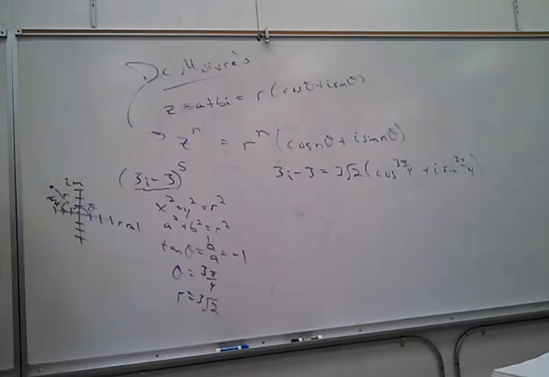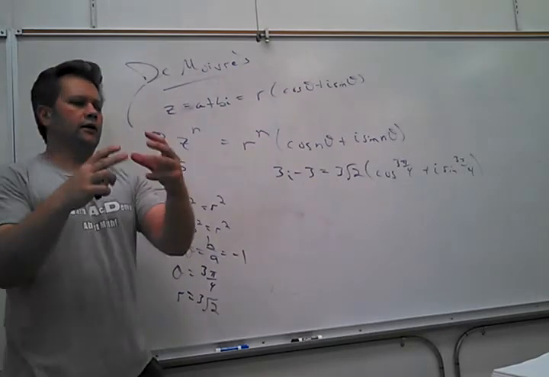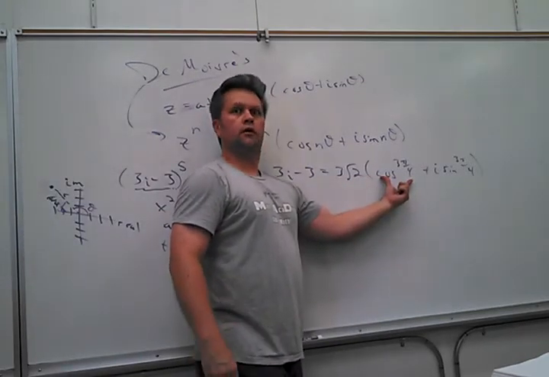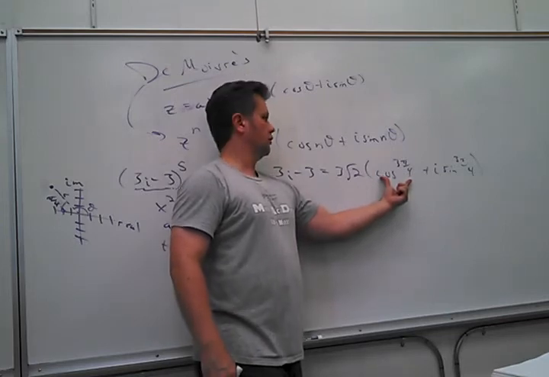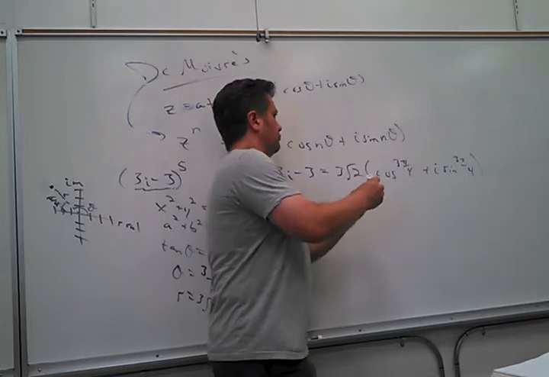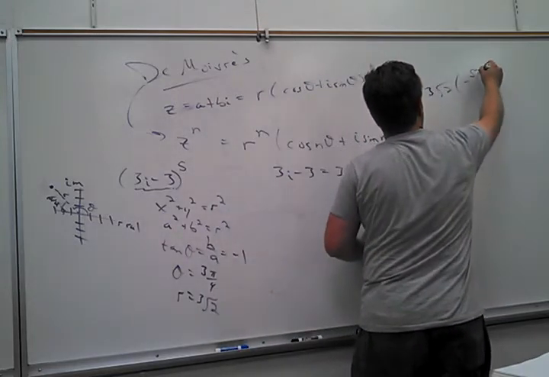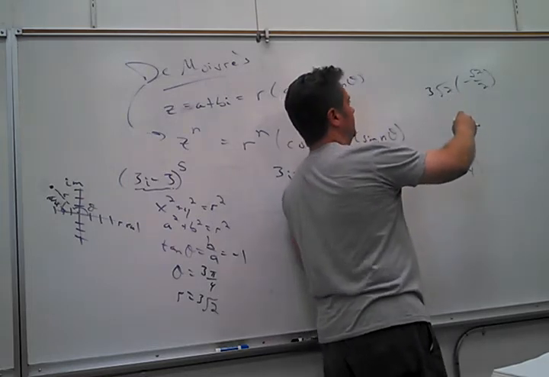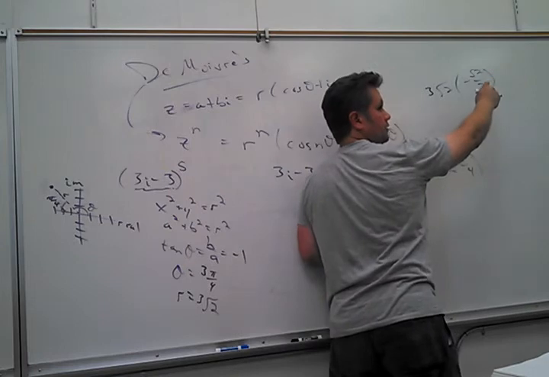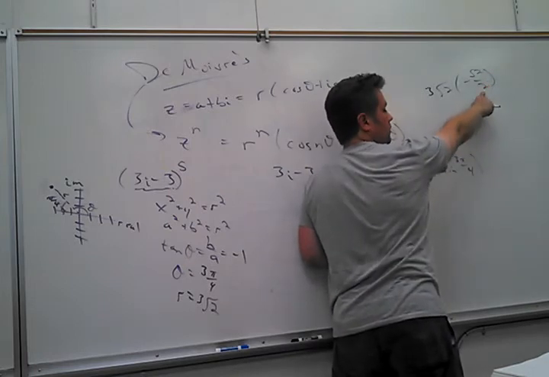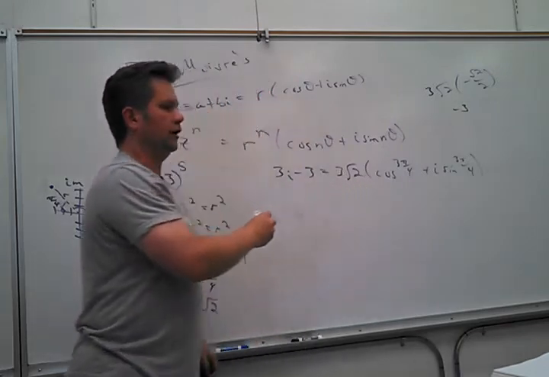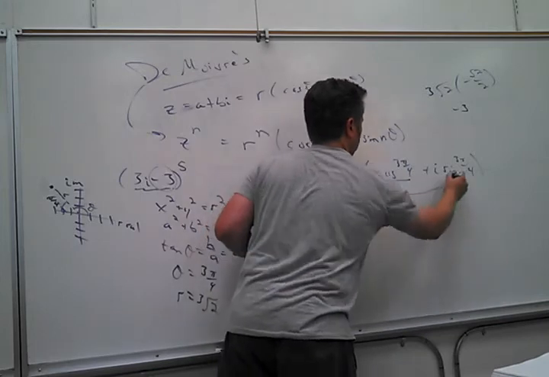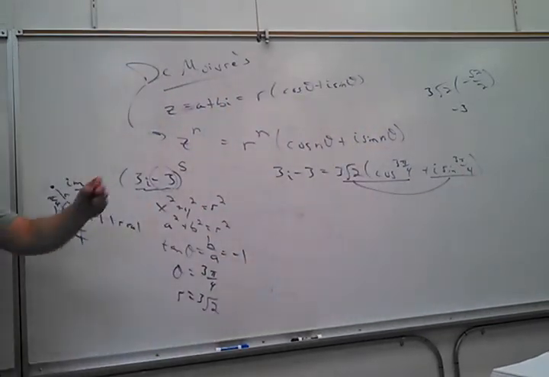You good so far? If you did the work, this is where it's almost silly. If you did 3 root 2 times cosine of 3 pi over 4, what is cosine of 3 pi over 4? Negative root 2 over 2. And what's 3 root 2 times negative root 2 over 2? Root 2 times root 2 is 2, 2 divided by 2 is 1, negative 1 times 3 is negative 3. And isn't that the real part there? This is the real part, and this is the imaginary part.